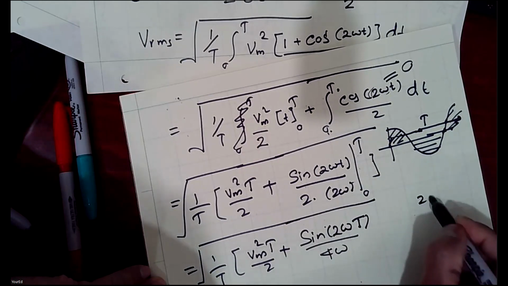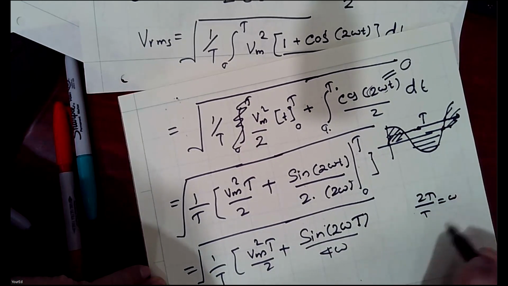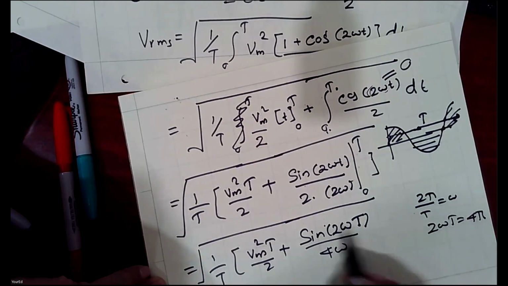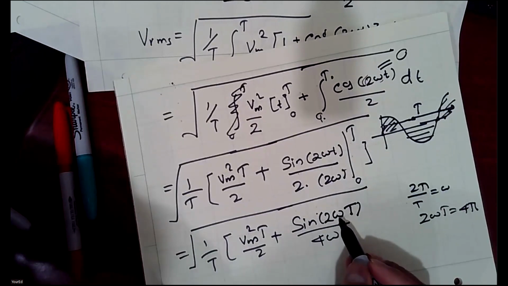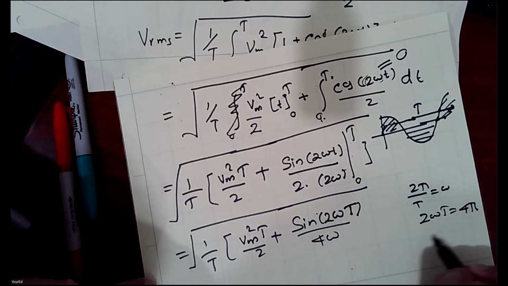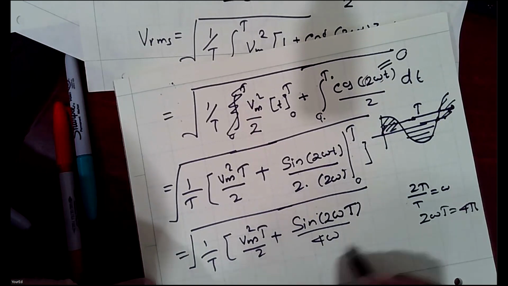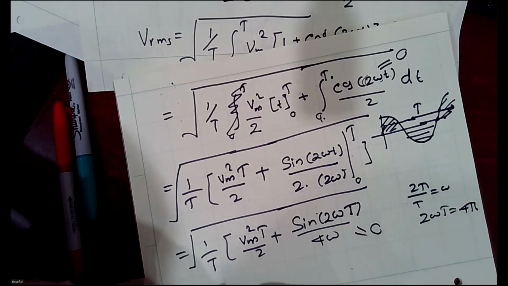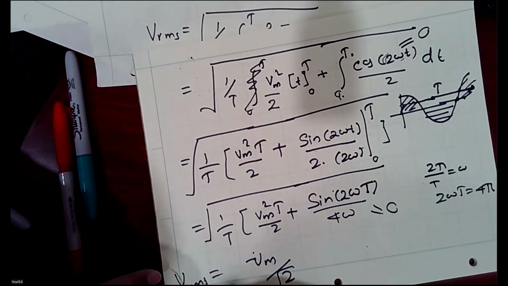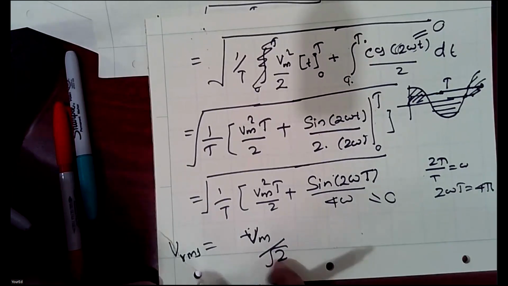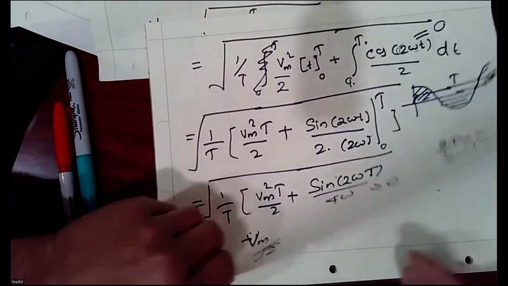So I know 2 pi over T is omega. So 2 omega T will be 4 pi. So this will be sine 4 pi. Sine 4 pi is 0. So this is 0 therefore. So I get Vm squared over 2 under the root, so Vm over root 2 is Vrms. So this is how we prove that the sinusoidal waveform RMS value is the peak value divided by root 2. So this is a very important formula.